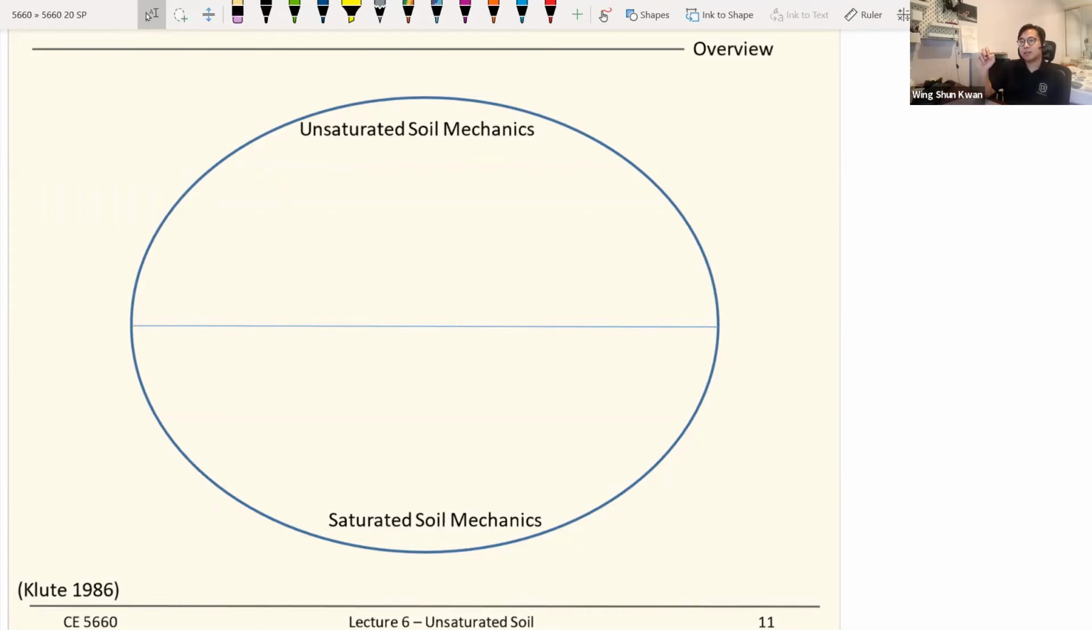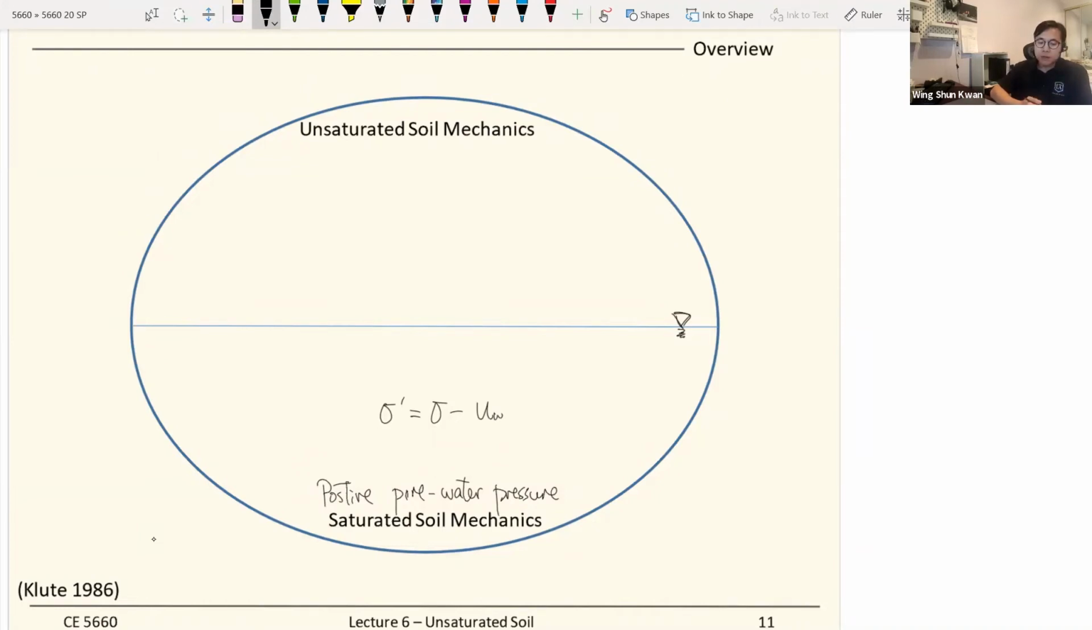So think about this more. The world is pretty much the saturated and unsaturated world, just separated by the groundwater table. For saturated soil mechanics, we get the positive pore water pressure, which means our effective stress will be equal to total stress minus the pore water pressure. So this is what we have been learning, right? In saturated soil mechanics.